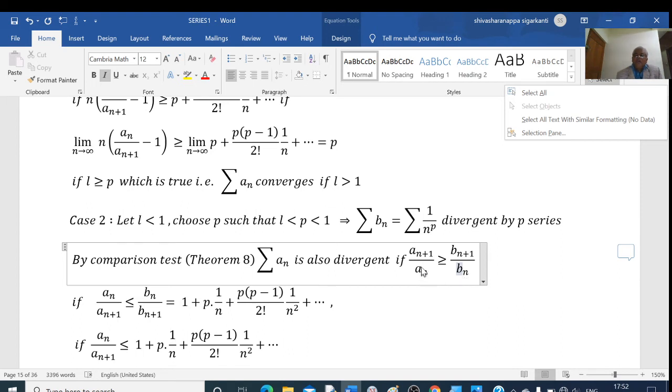If I take their reciprocal, then the inequality reverses. That is, if an by a(n+1) is less than or equal to bn by b(n+1). What is bn by b(n+1)? It is nothing but, as we have already derived, 1 plus p into 1 by n plus p into (p minus 1) by 2 factorial into 1 by n square plus the next terms. That is, if an by a(n+1) is less than or equal to 1 plus p into 1 by n plus p into (p minus 1) by 2 factorial into 1 by n square, and so on.